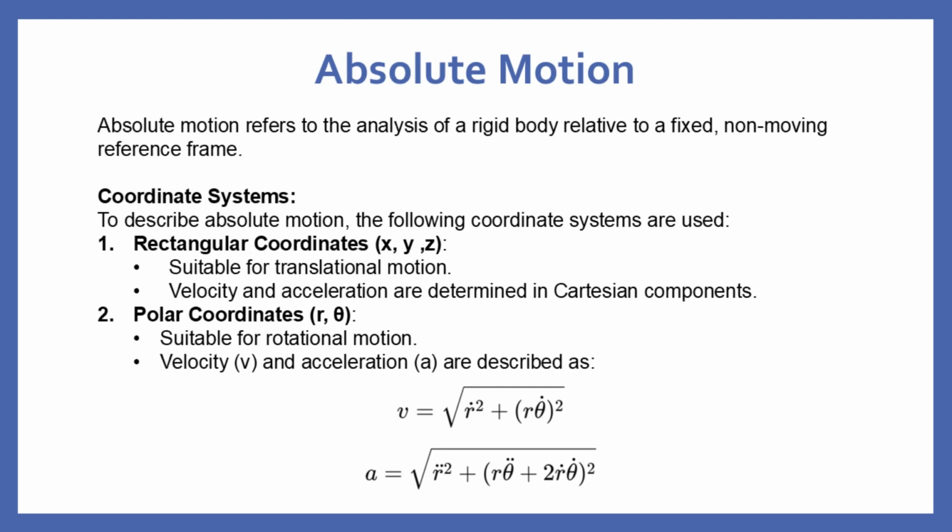In this slide, we're introduced to absolute motion, which analyzes rigid body movement relative to a fixed reference frame. We use two primary coordinate systems: rectangular coordinates, x, y, z, for translational motion, and polar coordinates, r, theta, for rotational motion. These systems help us break down complex motions into manageable components for analysis. Think of it as having different tools in our toolbox, each suited for specific types of motion analysis.